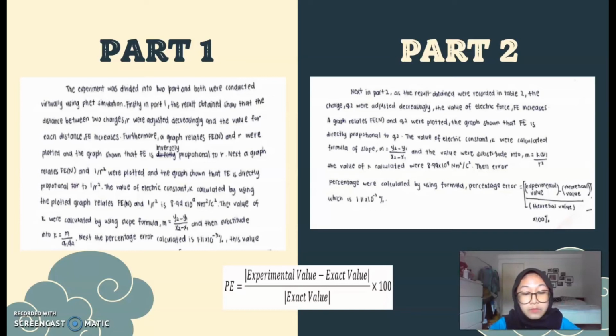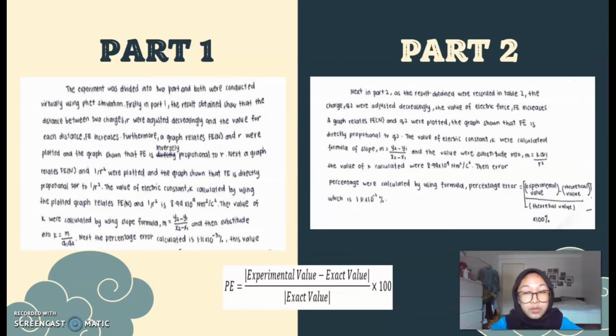In the next part of the experiment, part 2, the results obtained were recorded in table 2. The charge Q2 was adjusted decreasingly and the value of electric force increases. The graph relating electric force and the charge Q2 was plotted. The graph showed that electric force is directly proportional to the charge Q2.